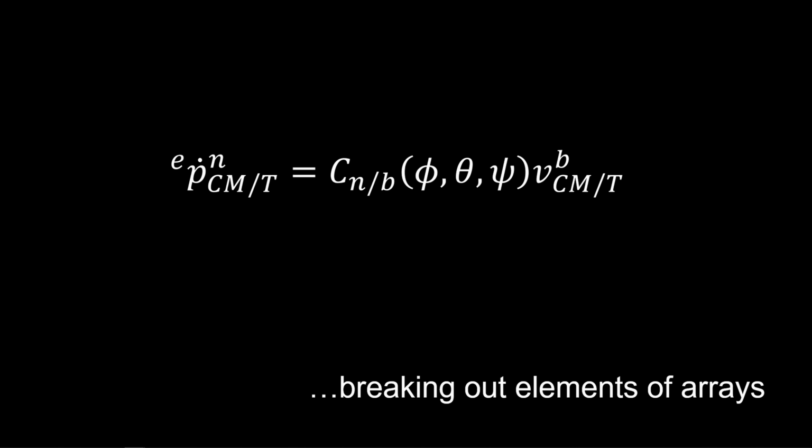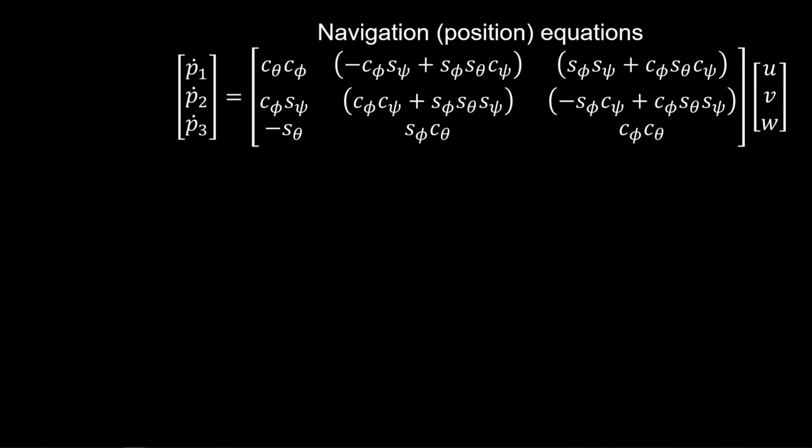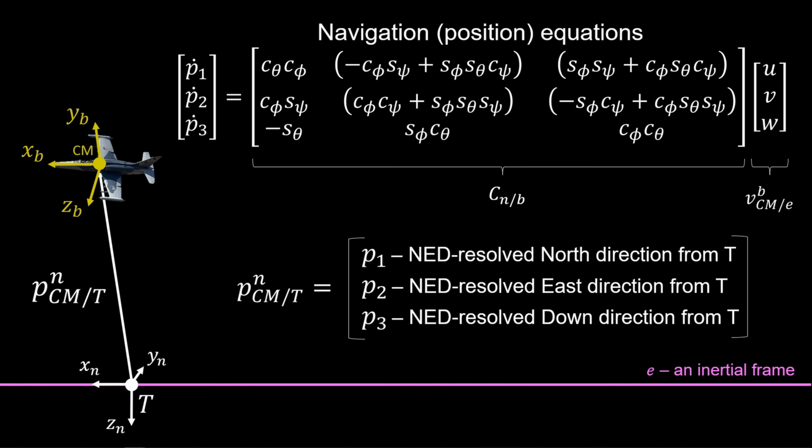Let's break this equation out into its elements. We have velocity in the body axes and the DCM from body to NED on the right. On the left, the position derivatives in NED. So we integrate those position derivatives to get the state of the equations, the position, P1, P2, P3, denoting distance from the origin at T to the vehicle center of mass as quantified in NED. And with these equations, we essentially get position by integrating velocity resolved in NED. Our first objective is complete.